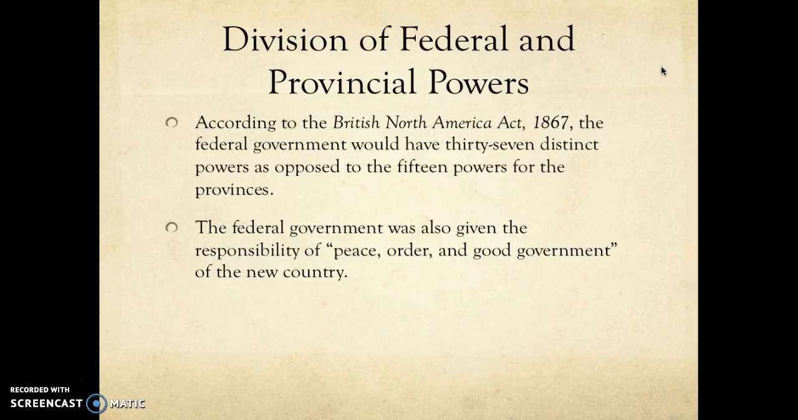However, the lieutenant governors of each province, who were appointed by the federal government, had the power to veto any legislation that their province wished to pass. This caused many provinces to worry about the extent of their own power to control provincial affairs.